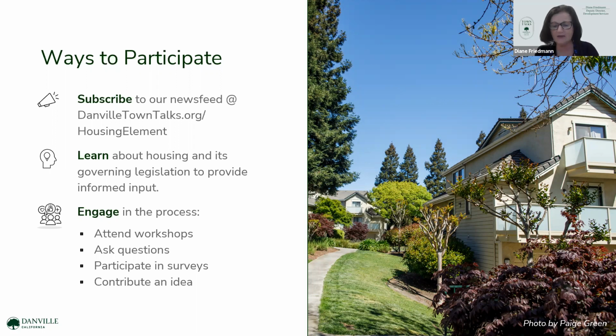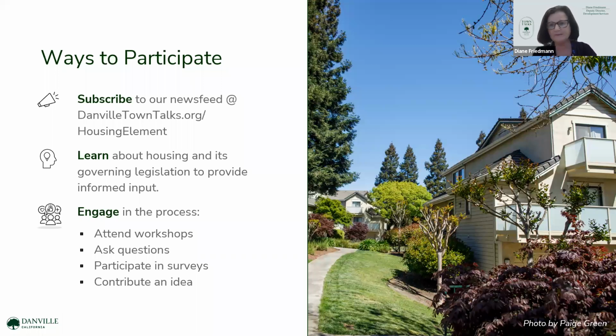Engage in the process. Please let your neighbors know, this is a very important topic that we're talking about. Please participate in the webinars and ask questions. We had surveys that went out in our last newsletter with self-addressed stamped envelopes, so please send those back. Contribute an idea through our portal, anything that will provide us with information to guide us along this process.